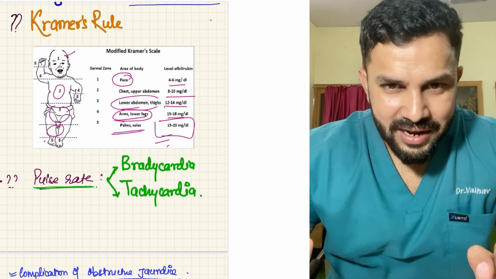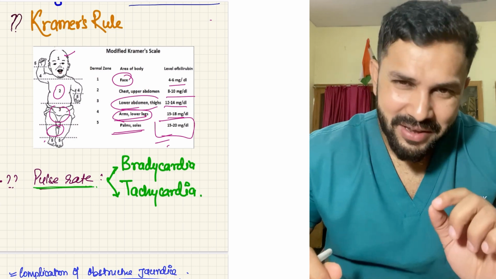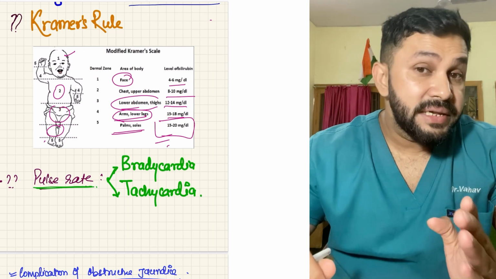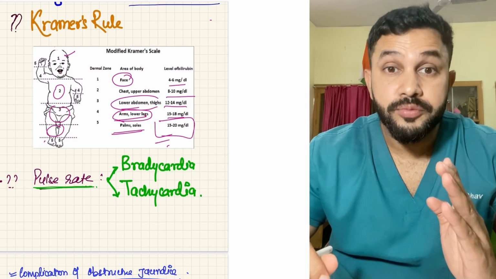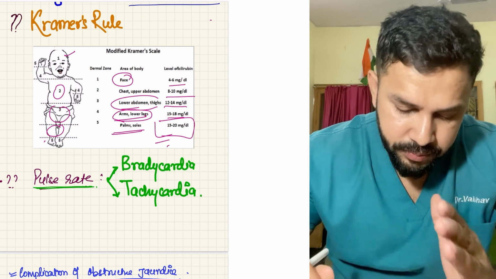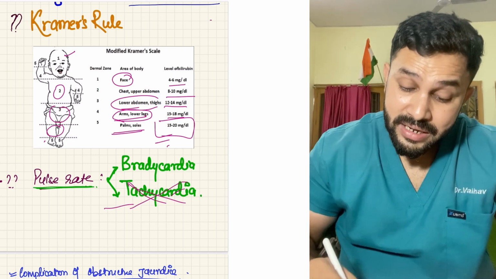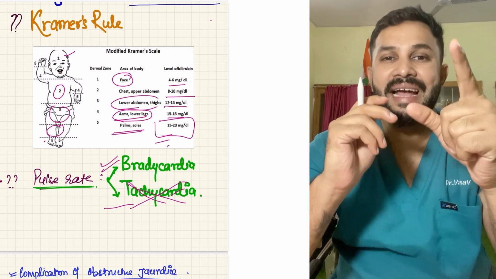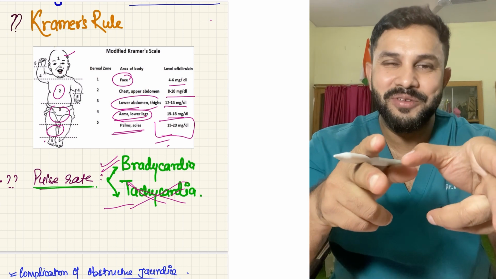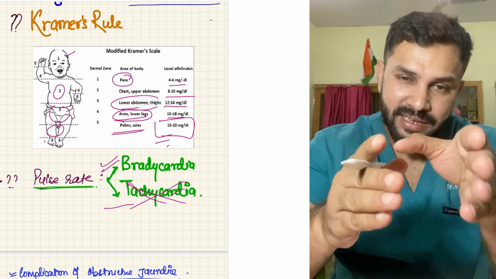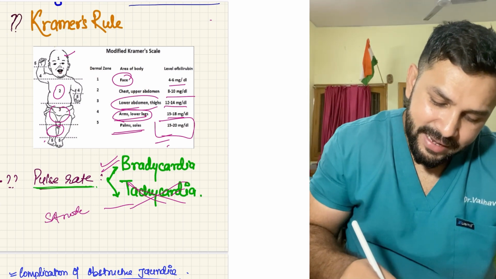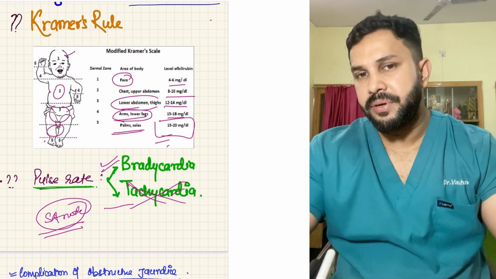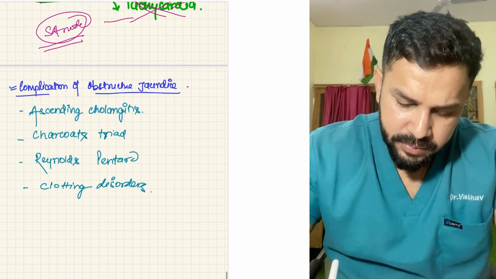Another very important question is asked. They will keep asking you in the medical and surgical part: what is the pulse rate in obstructive jaundice? This is not tachycardia. This is bradycardia, because bile acid goes and deposits in the SA node, and this causes bradycardia in the patient. Okay, this causes bradycardia in the patient.